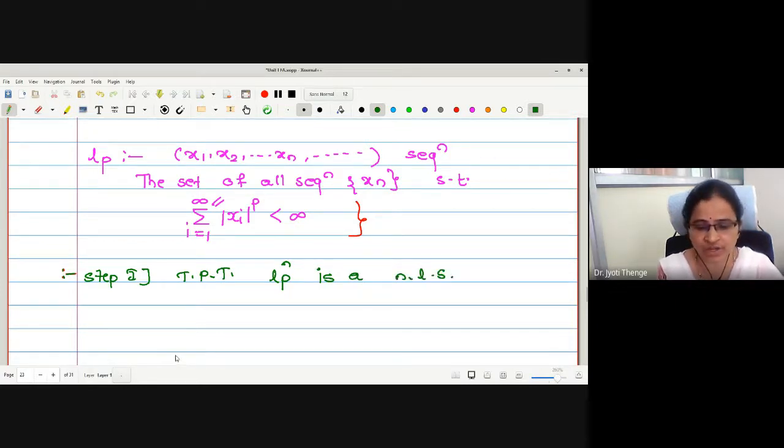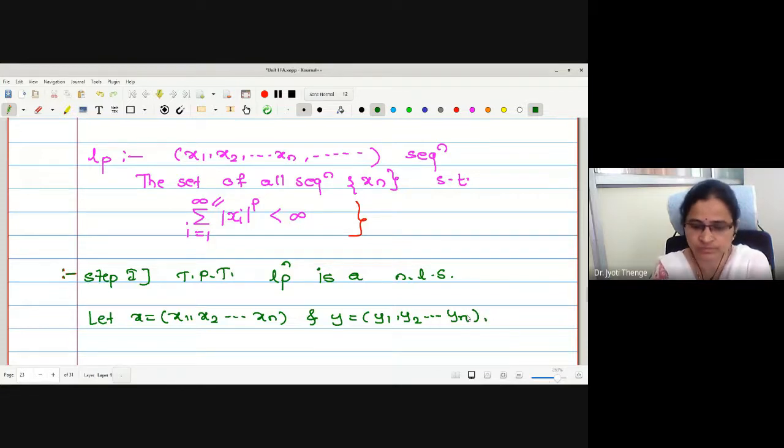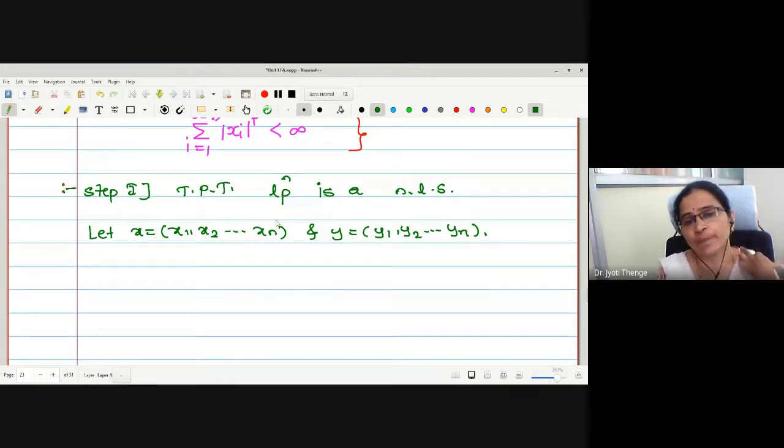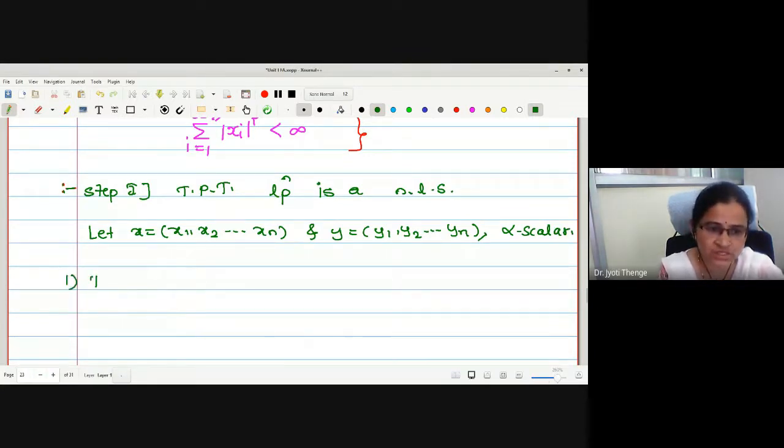four conditions are to be verified. Let me write two arbitrary vectors for our convenience. First vector x I will take as x1, x2 to xn, and second vector, say y, I will take with n tuples y1, y2 to yn. And what about the two operations on LPN spaces? Usual addition and scalar multiplication. Alpha will be the scalar I take. First step, first condition to prove.